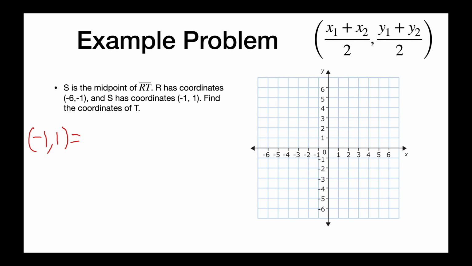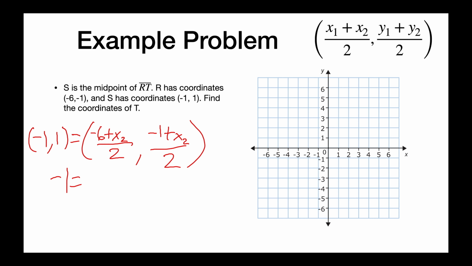is equal to 6 plus x2 and 1 plus x2 over 2. All right. So in this case, we want to actually think of this as like two different equations. Negative 1 is equal to 6 plus x2 over 2, and 1 is equal to 1 plus y2 over 2. So I'm going to actually write those out.